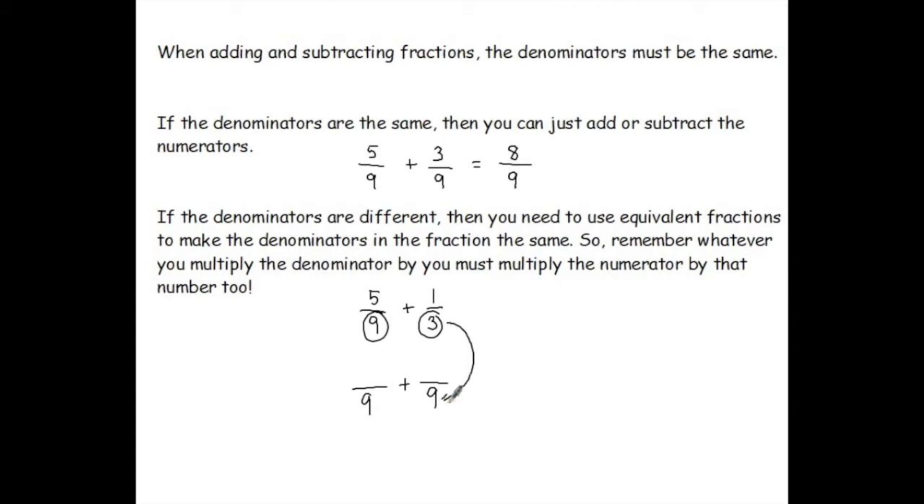So this 3 to 9 has been times by 3, so you have to do the same to the top number. So 1 times 3 is 3. So the equivalent fraction of 1/3 is 3 9ths. This one was already over 9, so 5 9ths add 3 9ths, and you get the same as the top answer then, 8 over 9. So if the denominators are different, you need to use equivalent fractions to make them the same. So remember, whatever you multiply the denominator by, you have to multiply the numerator by it too.